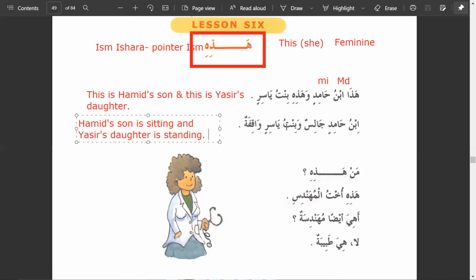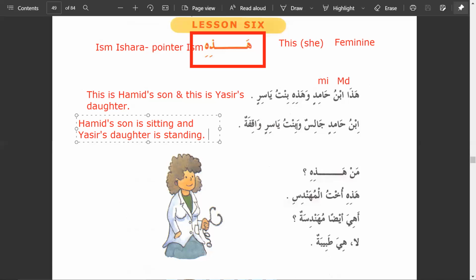Bintu is daughter. And Bintu is again, the status is Rafa. Okay, so Bintu Yasirin, again the topic of the sentence. And Waqifatun is what? Standing. So Waqifatun is what portion of the sentence? It's information, khabar. Very good.